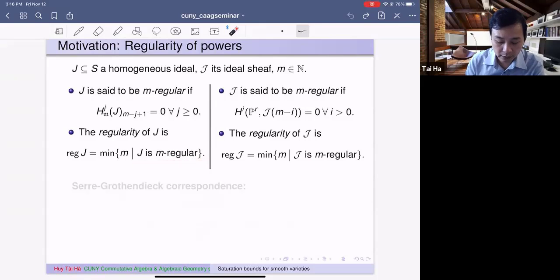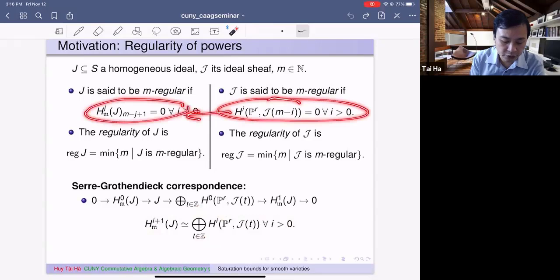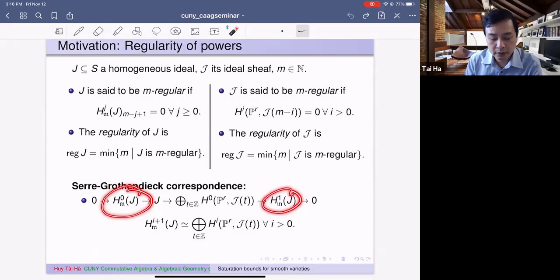So the relationship between these two notions comes very clearly from the Serre-Grothendieck correspondence, which gives a short exact sequence and isomorphisms when i is bigger than 0. From this isomorphism, for example, one can see very easily that all these vanishing conditions translate to this vanishing condition over here. The difference between the two notions lies at H^0 and H^1 of J. So when one talks about regularity in terms of ideal sheaf or in terms of sheaf cohomology, we do not take care of this H^0 and H^1.